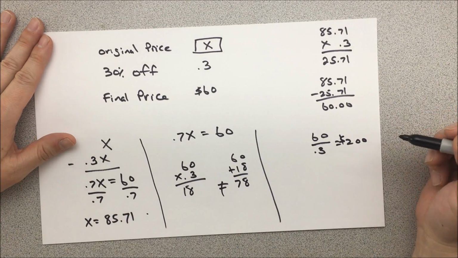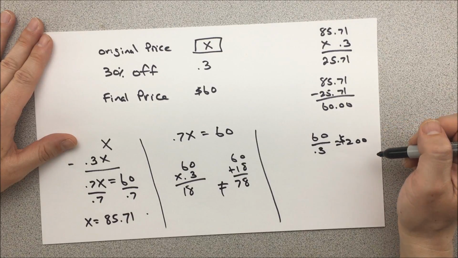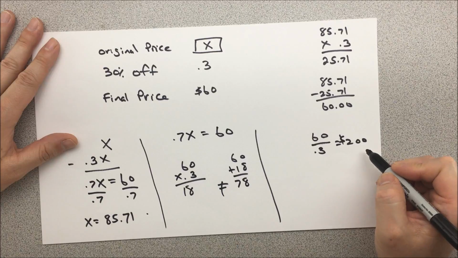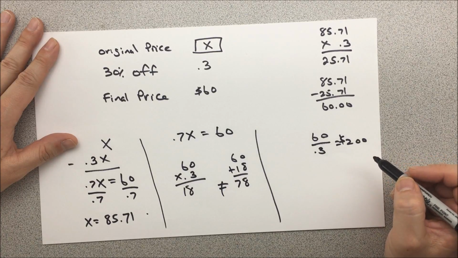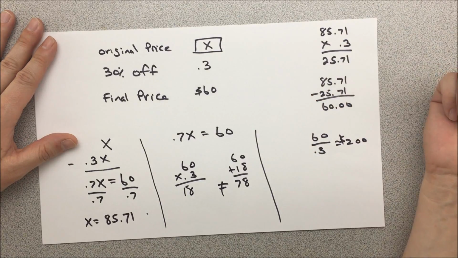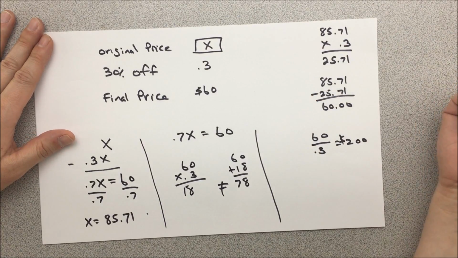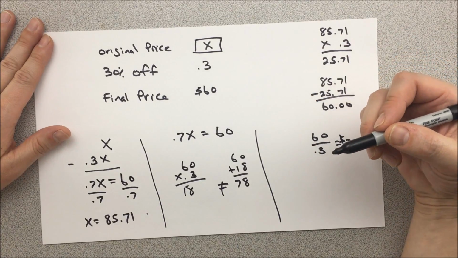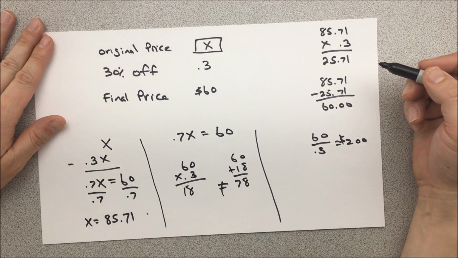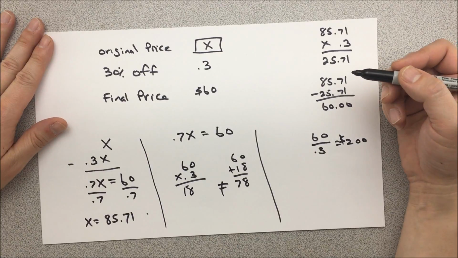One thing to ask your child if he or she tries to solve the problem this way is to ask if $200 is a reasonable answer when the final price was $60 with a 30% discount. Obviously, it's not a reasonable number, and having that perspective of understanding the reasonableness of an answer is a very important skill to develop over time.